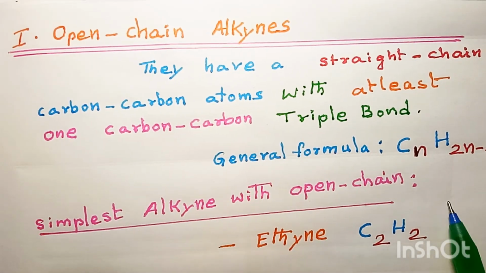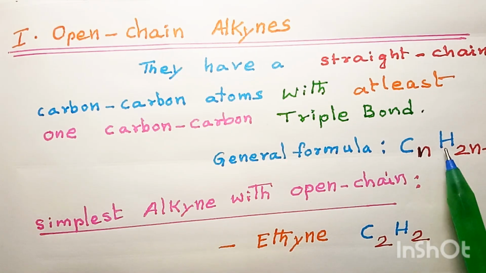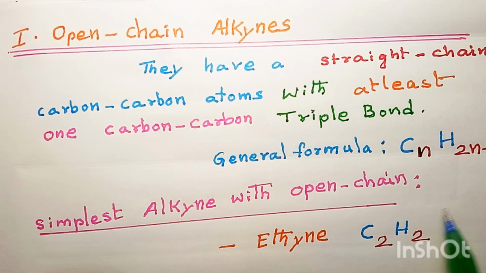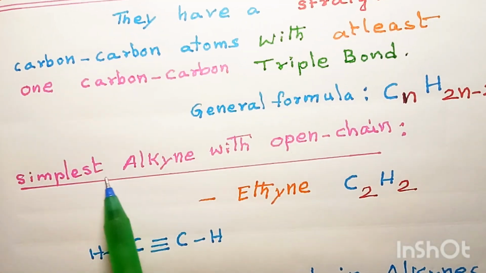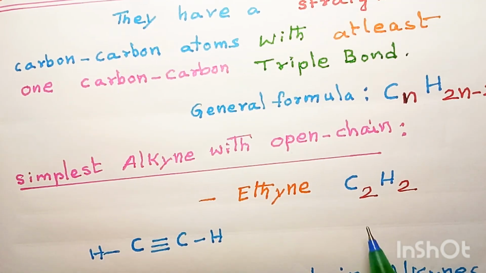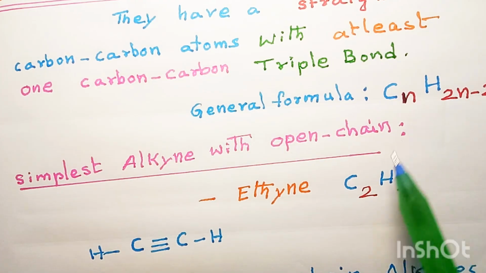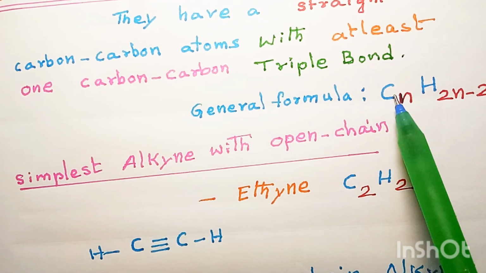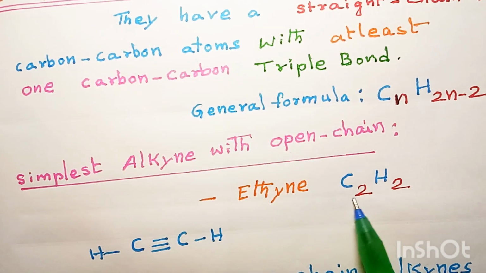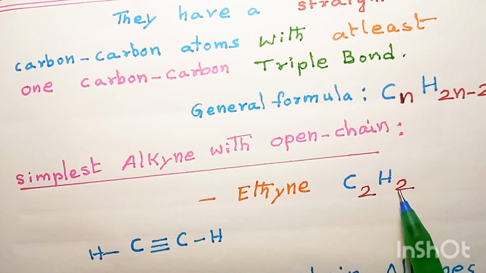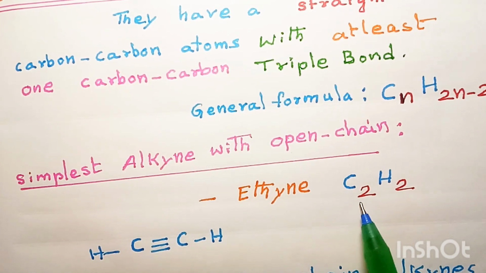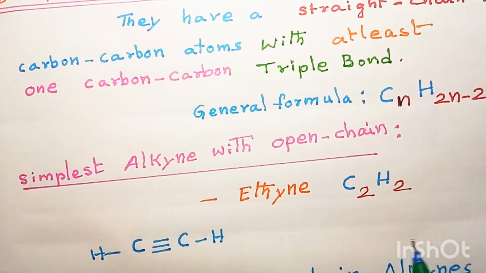For alkenes it was CnH2n. Here it is CnH2n-2. The simplest alkyne with open chain is ethyne, C2H2. If we apply this formula here, C is 2, that means n is 2. So C2, double of 2 is 4, minus 2 is 2. So the simplest alkyne is ethyne, C2H2.